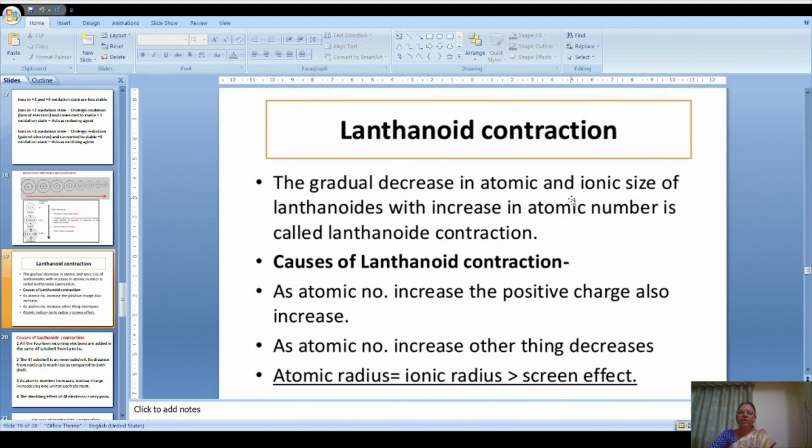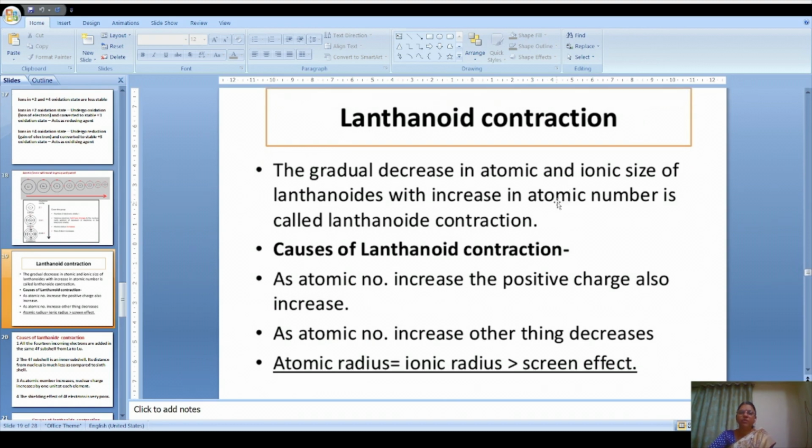Here we can see the same trend in lanthanides also. So we observe the lanthanide contraction. Now what is lanthanide contraction? The gradual decrease in atomic and ionic size of lanthanides with increase in atomic number is called lanthanide contraction. Now what are the causes of lanthanide contraction?